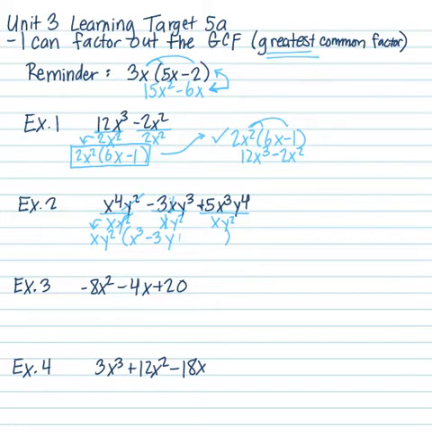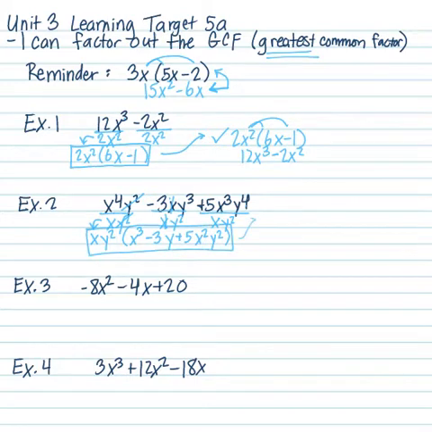The next piece, we've got a 5 because we didn't change our numbers. X to the third took away one of our x's, leaves us with x squared. Y to the fourth, take away 2 y's, gives us y squared. So this is what we get when we take out the greatest common factor.